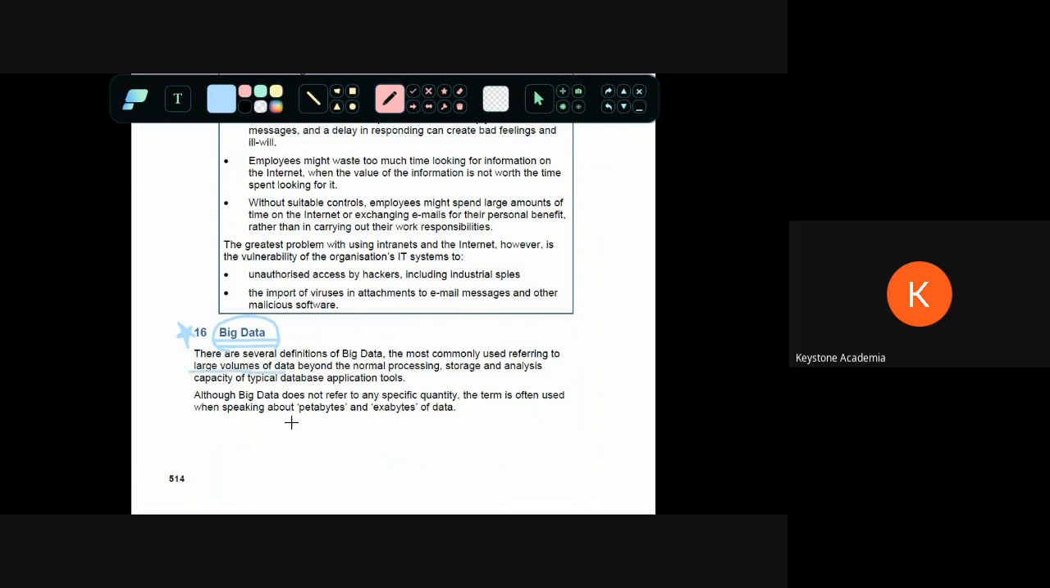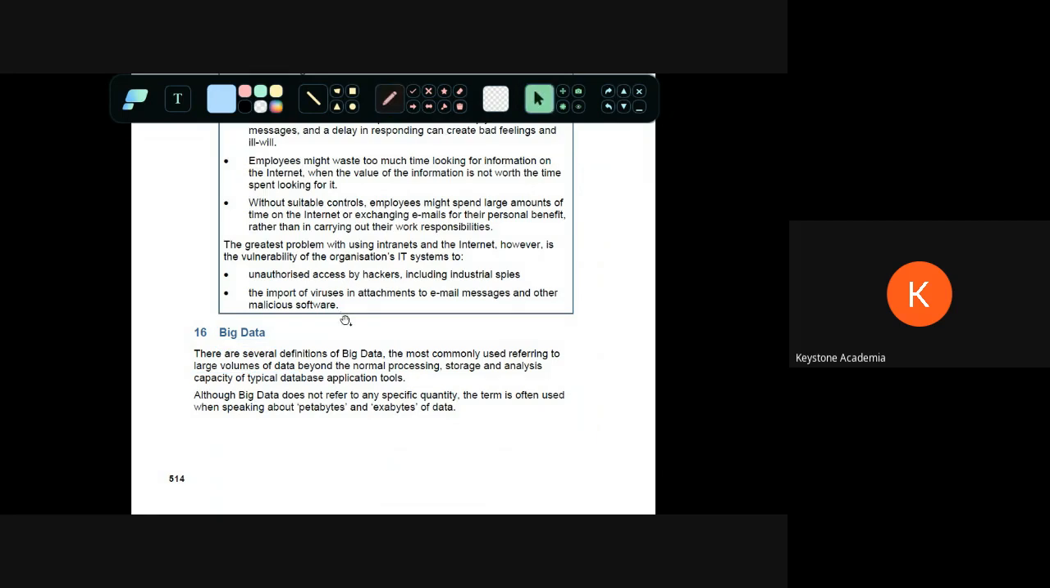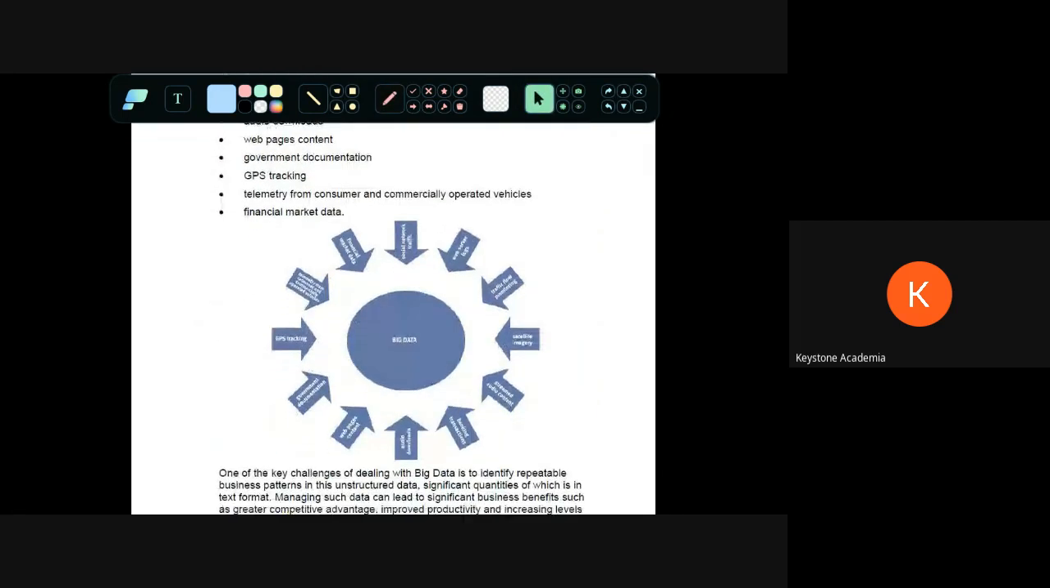Data that we even see in this era, there's a huge volume of data that each company is collecting now. Data can be in so many formats, like your likes is also a data, comment is also a data, pictures, your videos, your mp3, Excel format, your PPT, your PDFs, and normal Word files. So many formats are there now. So a huge collection is going on.